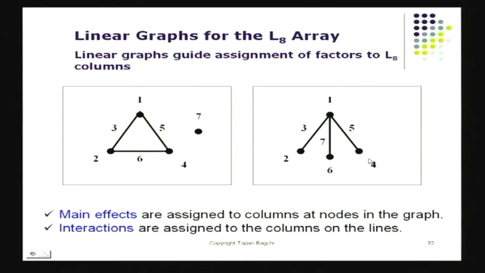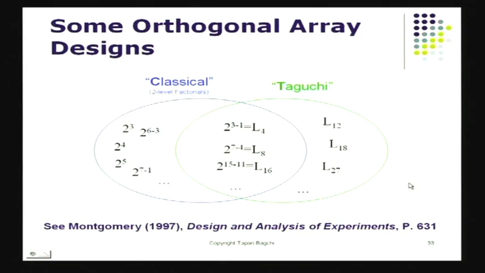I could do the column assignment slightly differently. If I assign factor 1 to column 1, factor 2 to column 2, factor 3 to column 4, factor 4 to column 6, or A here, B here, C here, D here, I'll be able to study the interaction between A and B by looking at column 3, and so on and so forth. So these are linear graphs that make it easy for us to recognize where the interactions are going to be. And thereby I can do my calculations to find main effects and also some interaction effects.